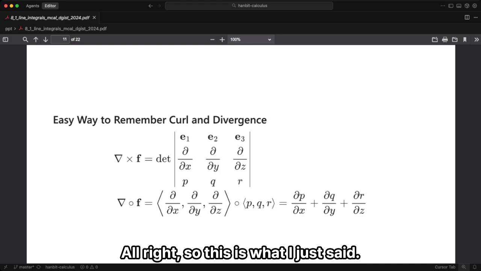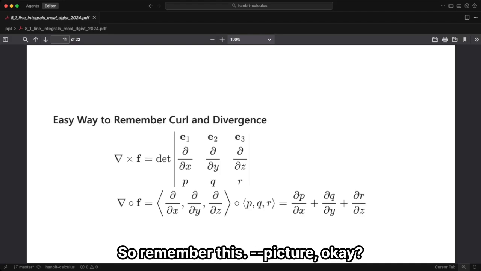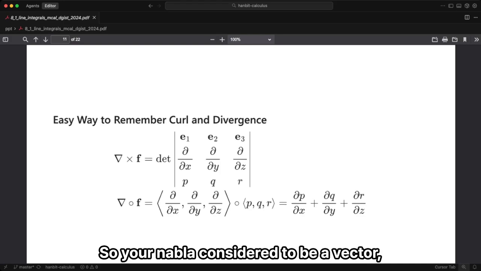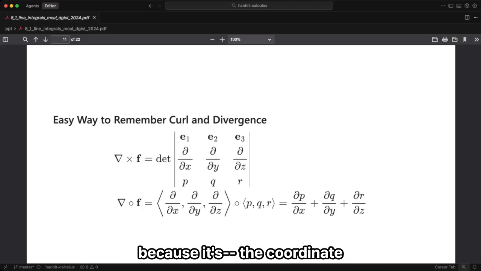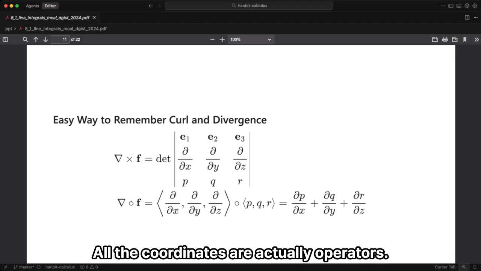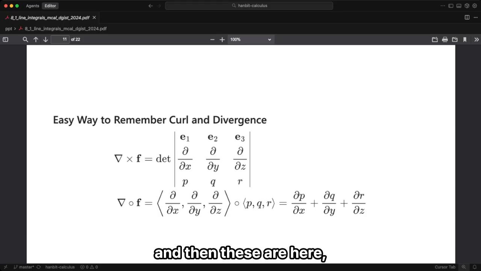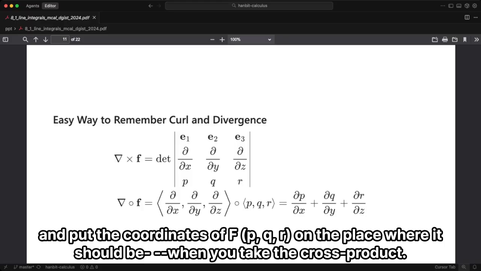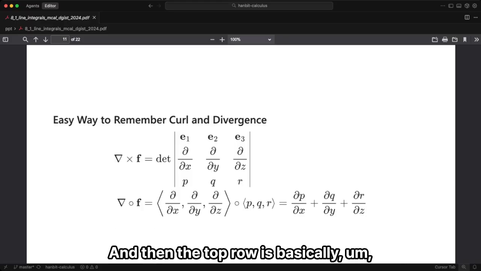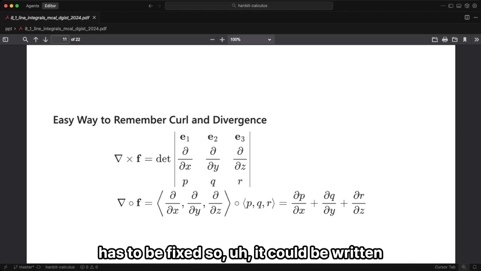All right, so this is what I just said. So remember this picture, okay? So your nabla is considered to be a vector. But it's not really a vector, because the coordinate is not a number, but just an operator. So nabla consists of operators. All the coordinates are actually operators. So put the operator on the place where it should be when you take the cross product of two vectors, and then put the coordinates of f, PQR, on the place where it should be when you take the cross product, and then the top row basically has to be fixed.